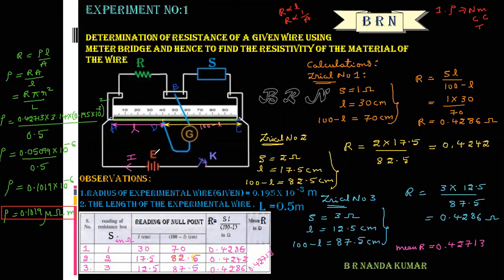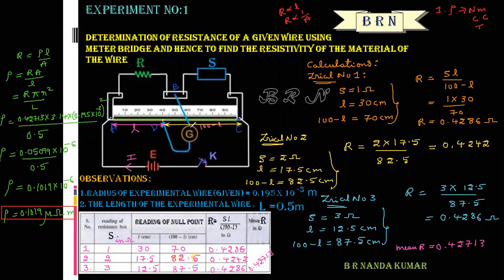What is the meaning of a cell? A cell is a device which provides the necessary potential difference to maintain the continuous flow of current in the circuit. What is the function of a plug key? A plug key switches the circuit on or off, making or breaking the circuit. What is the meaning of galvanometer?